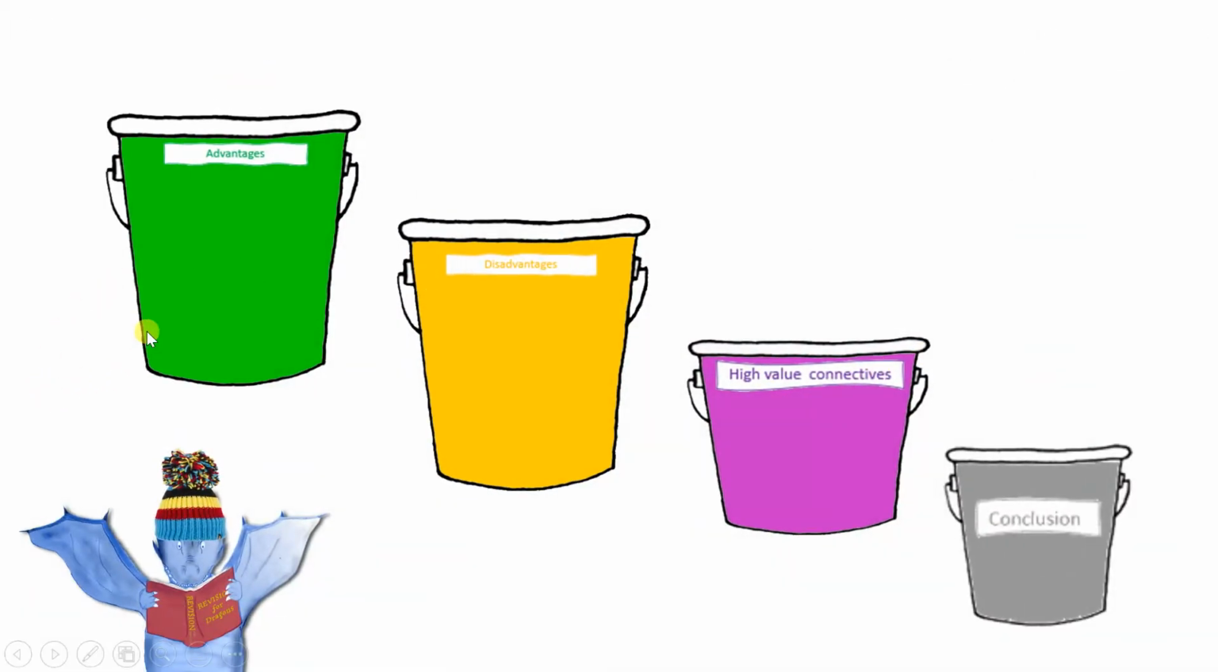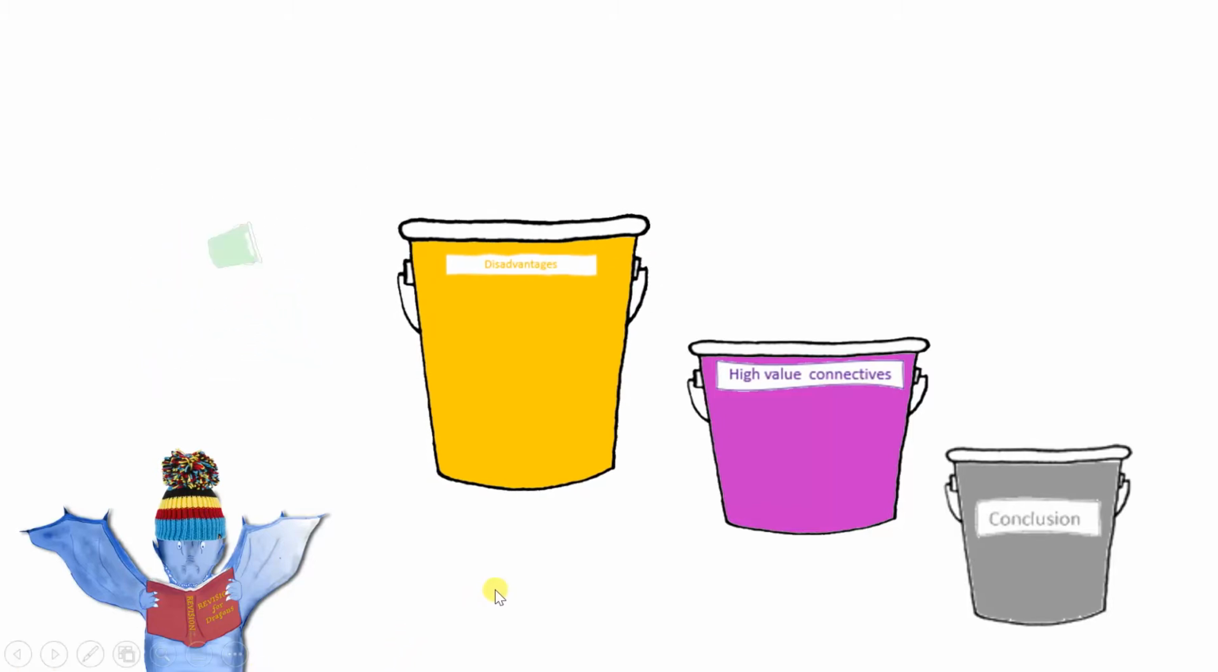So hopefully you're all familiar with the rainbow buckets for extended writing, where we're looking at advantages, disadvantages, and we write them together with high value connectives and competing points in the conclusion. This question though is asking for explain the impact, explain the restrictions on promotional decisions. So we're going to use just the disadvantages, the high values and the conclusions. So toodaloo to the green advantages bucket.